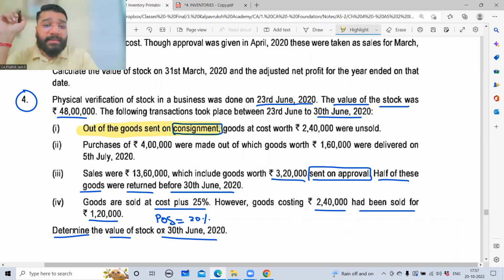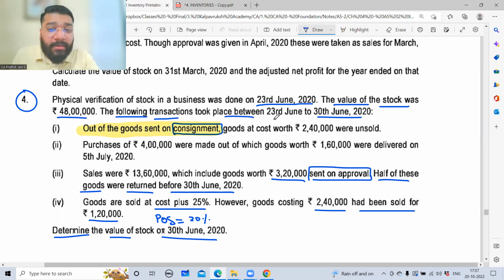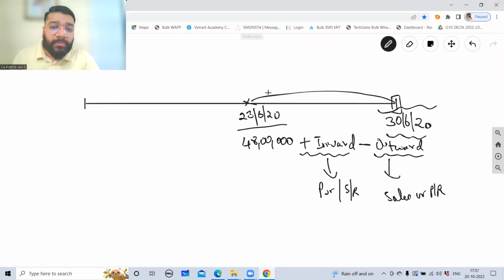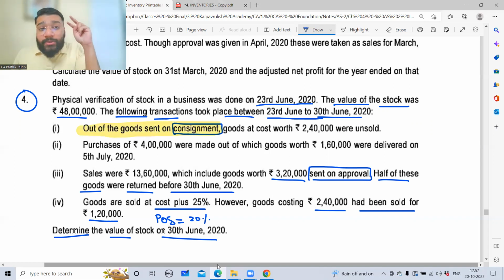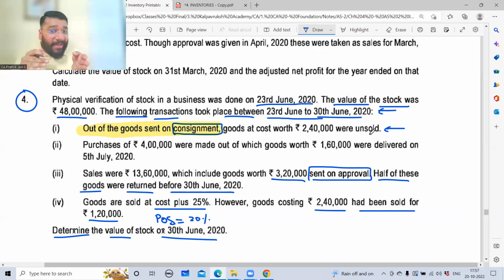The question that arises is: when were these goods sent? If you look at the line before, it says that the following transaction took place between 23rd June and 30th June. Between this period, the following transaction has taken place. So the tendency when anybody reads this line is to think that between 23rd June and 30th June, certain goods were sent on consignment, and out of that, 2,40,000 were unsold. This is one way of interpreting this question.